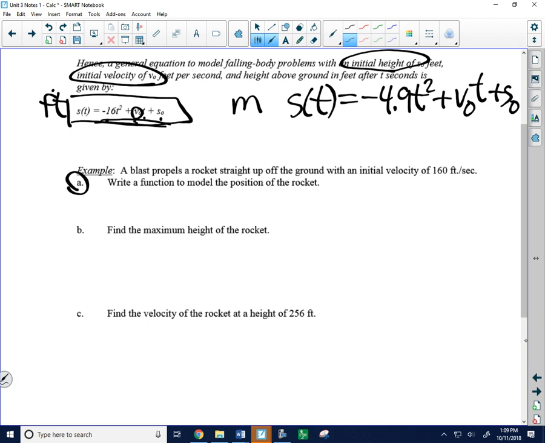Okay, so let's look at one. And again, it's just here's an equation we'll start with, and we're going to develop it, and then we'll answer some questions on it. So this is a rocket. It's being propelled straight up off the ground with an initial velocity of 160. Now, even though it says straight up off the ground, so it's going up and down, we're going to model it against time. This is time. So it'll look something like that.